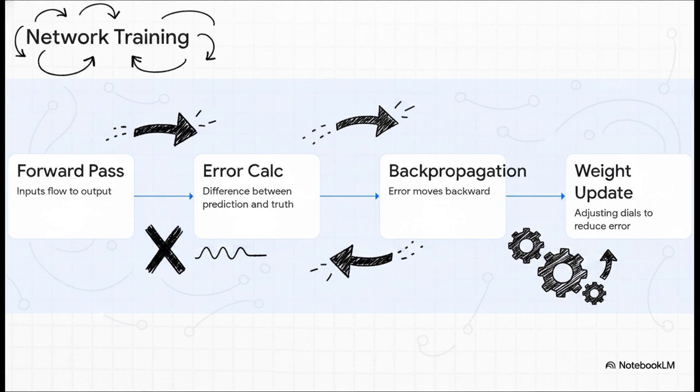Okay, so how does it actually learn to set all those millions of dials correctly? It uses a continuous training loop. First up is the forward pass, where data flows right through the network to make a prediction. Next is the error calculation, basically asking, okay, how far off were we from the actual truth? Then comes the real magic step, backpropagation. This is where that error signal travels backward through the layers of the network. And finally, the weight update, where the system actually adjusts those dials to reduce the error for next time. When you repeat this iterative process billions of times, this engine learns some seriously meaningful patterns.